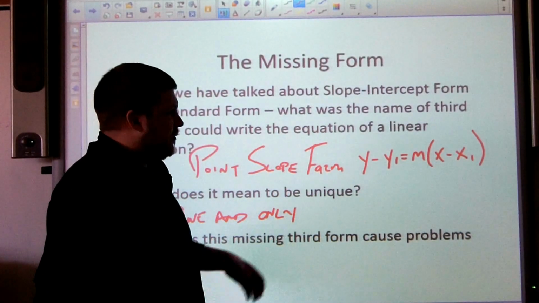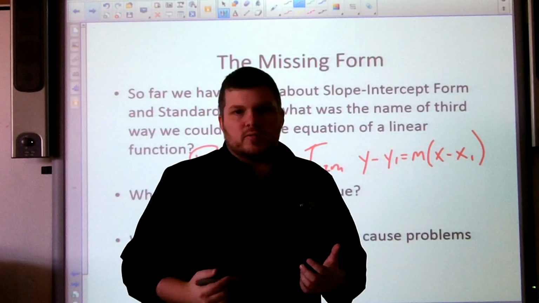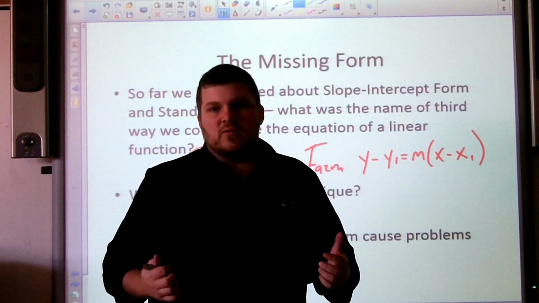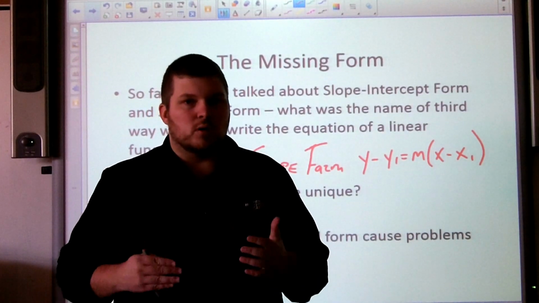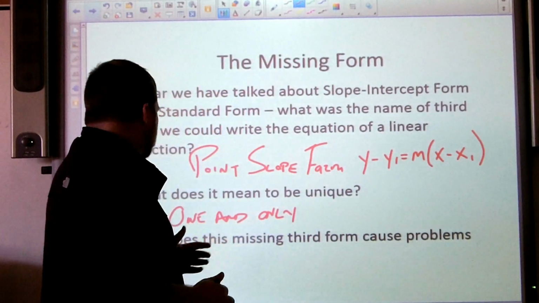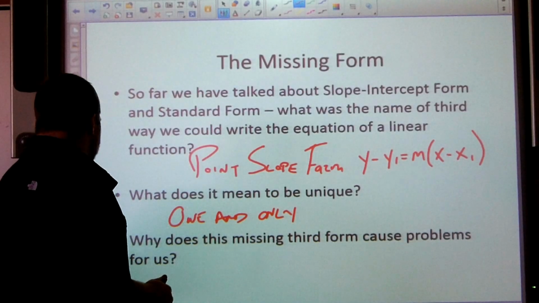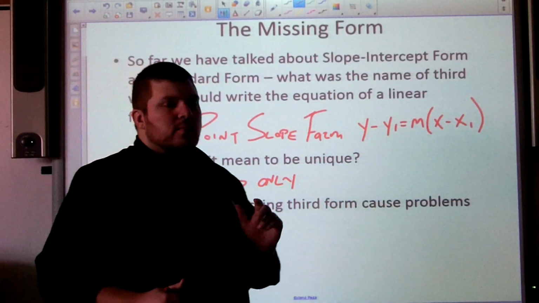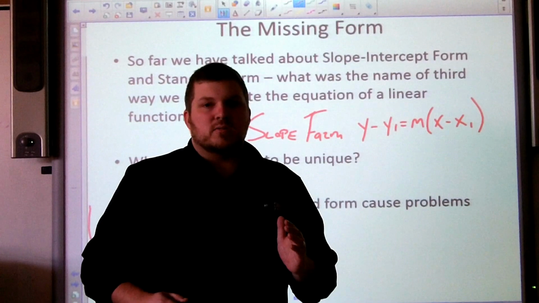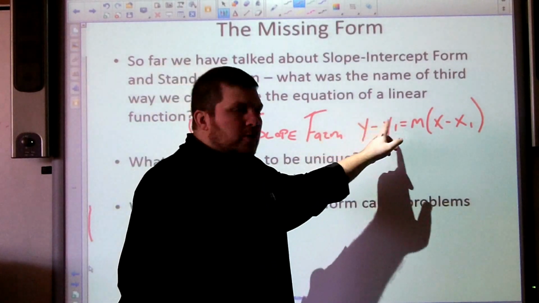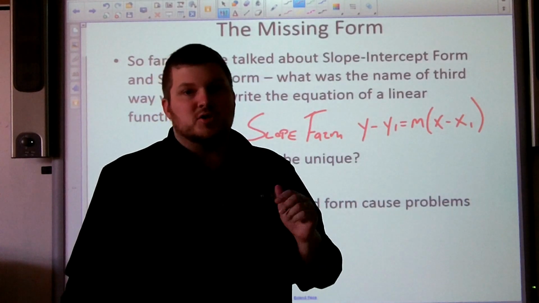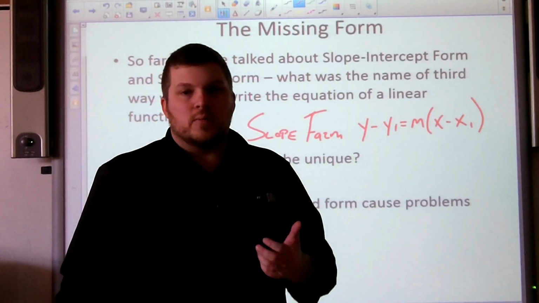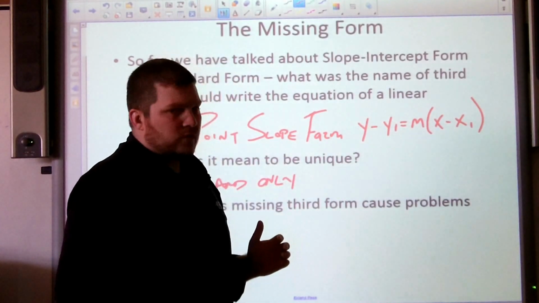So that's a problem, if we can't have tons of different equations all representing the same graph. In mathematics, we're always looking for the unique solution, the one and only solution. So that's why this particular format, point-slope form, presents a problem for us. Instead, we can start with point-slope form, but we're always going to turn it into slope-intercept or standard form. I'll leave that up to you to choose whatever you prefer.